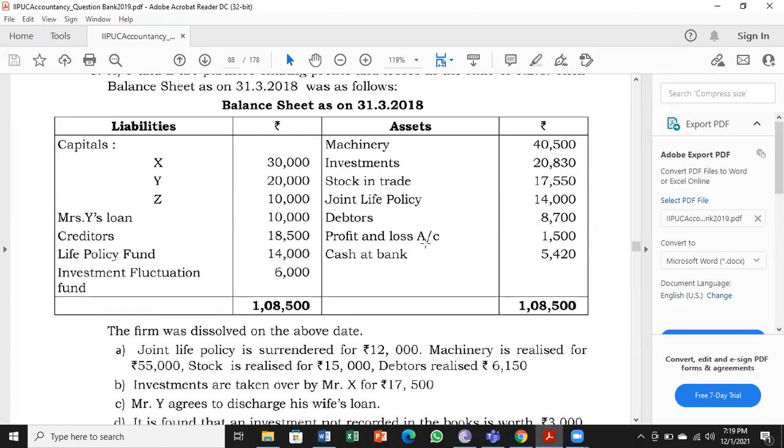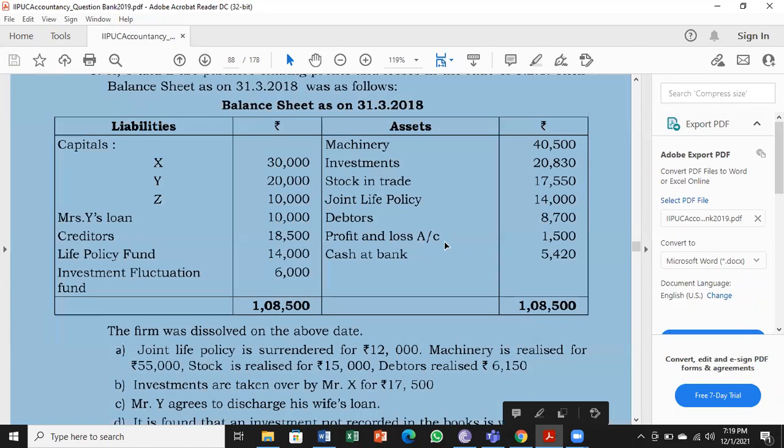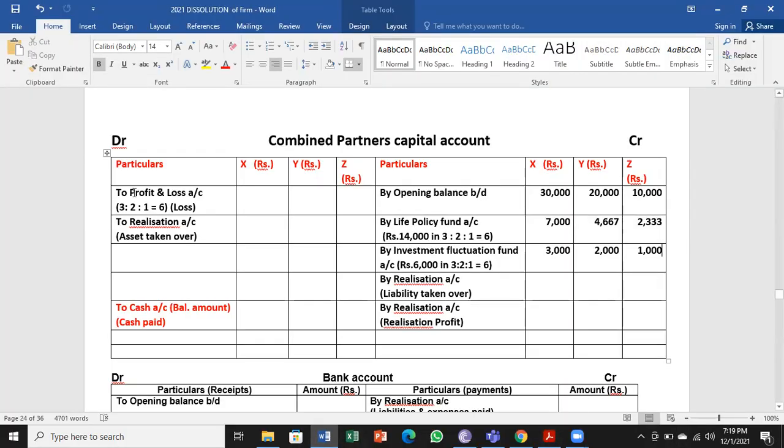We have it on the asset side. There is a loss, so 1,500 is there. Profit and loss account, that loss has to be debited to partners' capital. So the profit and loss account has to be shared again in the same ratio, 3:2:1. So it will be 750, 500 and 250. Again, we have to check by adding all the three, is it the same 1,500, before proceeding further?